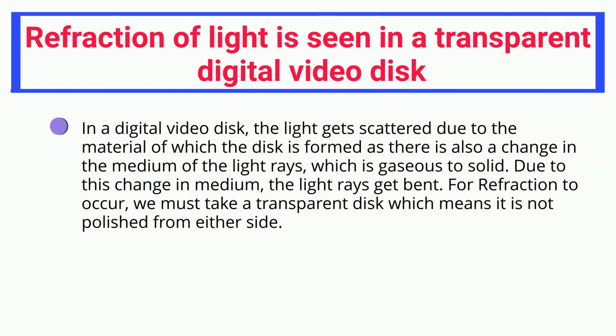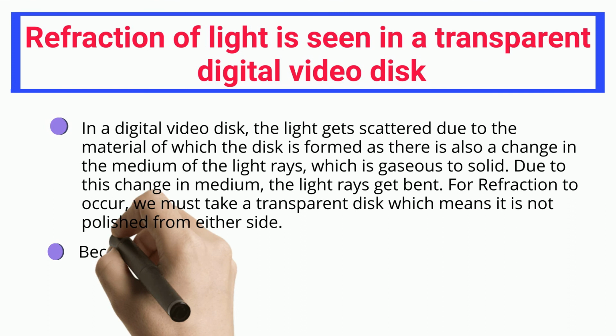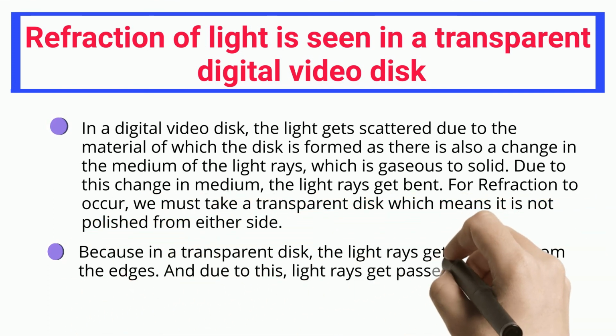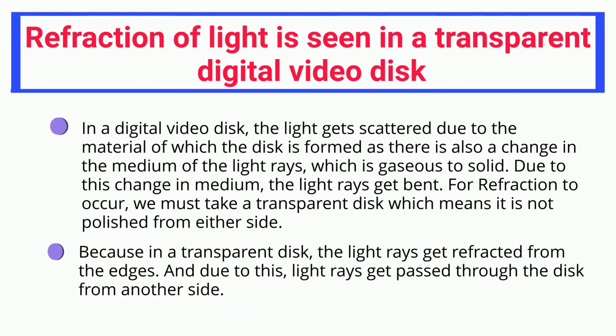For refraction to occur, we must take a transparent disc, which means it is not polished from either side. Because in a transparent disc, the light rays get refracted from the edges. And due to this, light rays get passed through the disc from another side.